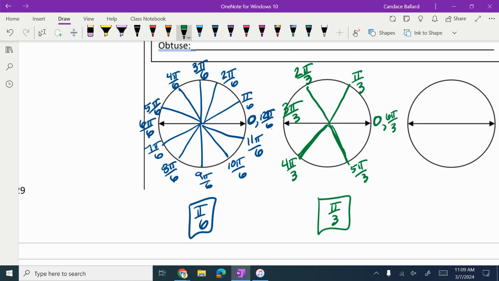And you'll notice, look at halfway around. What happens with the 6 over 6 and the 3 over 3? They cancel. So halfway around is just pi. Okay, and so that's another good checkpoint to make sure you've counted your wedges correctly. Once you get halfway, you should be at pi.